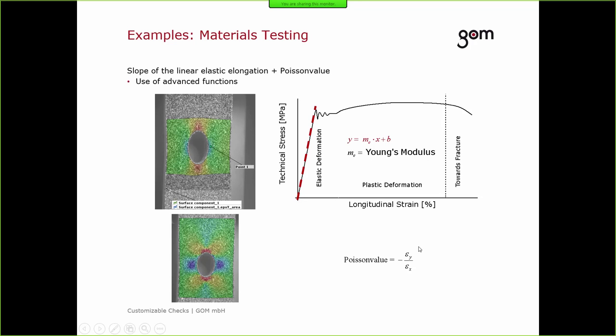The second part, the second example will be the Poisson value. It's the negative quotient of y and x strain. So here I will show you that this is a full field check, which you can directly calculate on your own. Okay, let's start here.